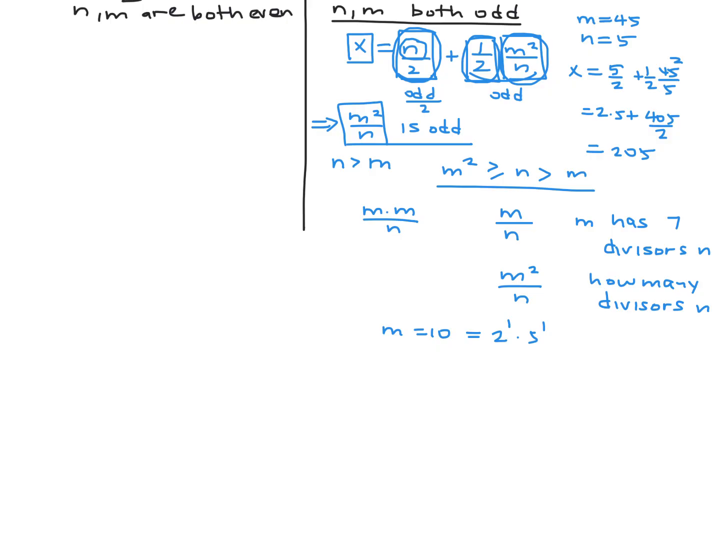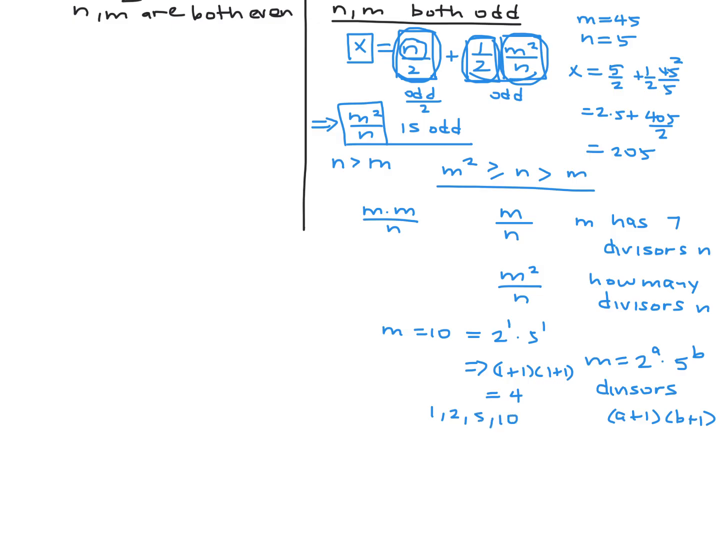Now, there's a formula that you may know: if you take any number and divide it into prime factors, 2 to the power of a, 5 to the power of b, the number of divisors can be calculated as a plus 1 times b plus 1. So in this case, the number of divisors would be 1 plus 1 times 1 plus 1, which is 4. Okay? And since there's so few, we can even list them: 1, 2, 5, and 10.